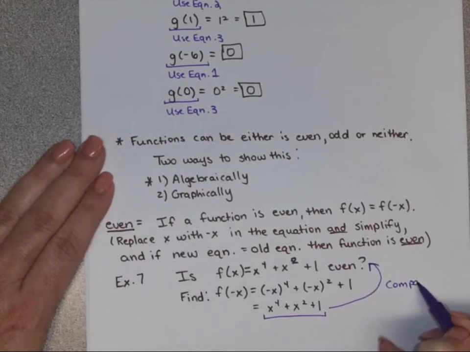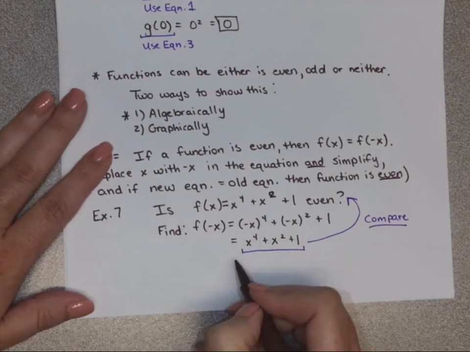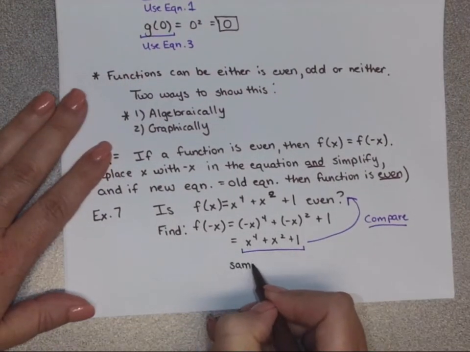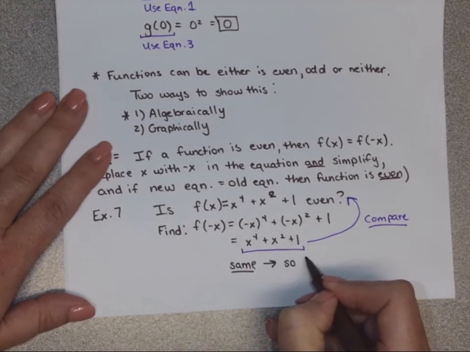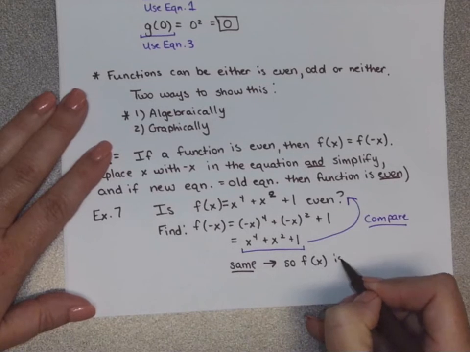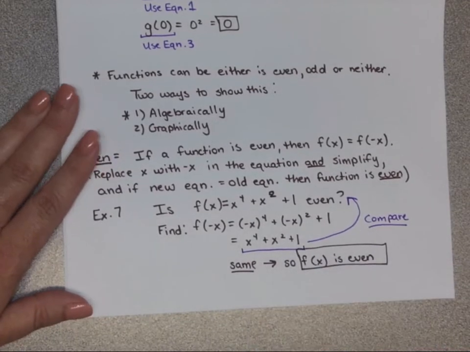And what do you notice? If you compare them, what do you notice? They are the same, right? So if they're the same, what does that imply then? Yeah, so f of x is even. If they're in any way different, it means that they're not even.